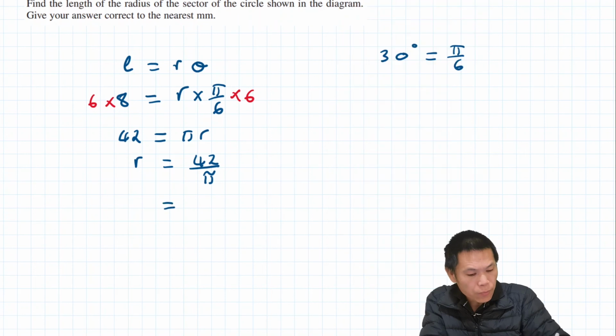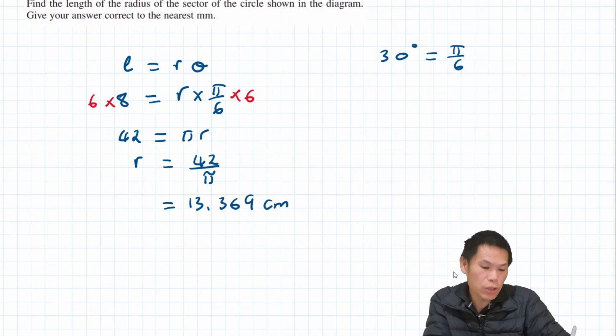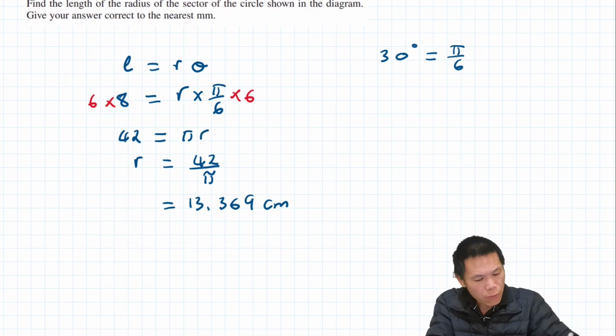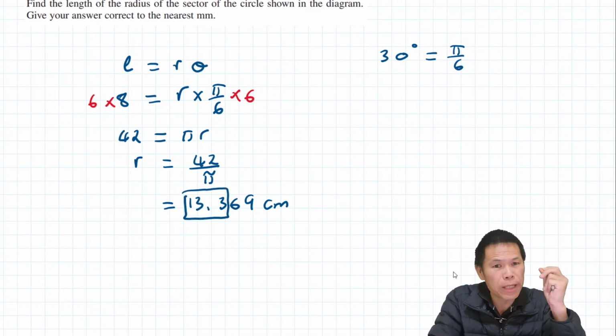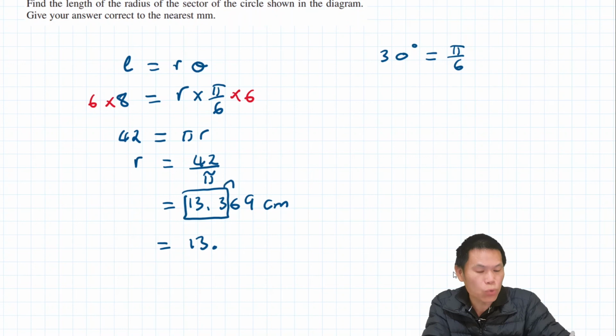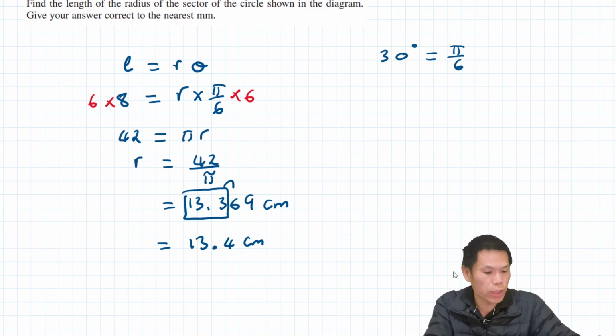So that equals 13.369 centimeters. But we want to round to the nearest millimeter. So I write up to here, because 1 centimeter is 10 millimeters. So what I do, I just go 13 point, because the 3 after the 3 is 6, so more than halfway, so it's 4 centimeters. Otherwise, you can just quickly convert to millimeters first.